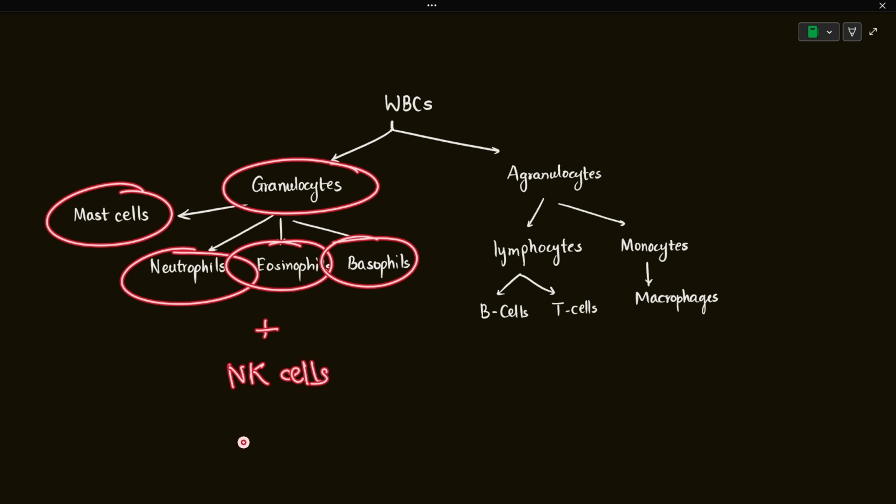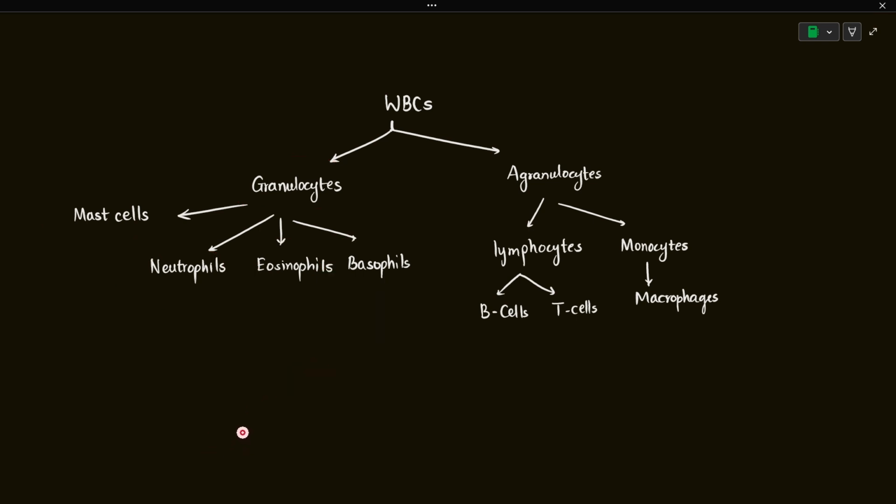So the granulocytes, meaning the mast cells, neutrophils, eosinophils, and basophils, plus natural killer cells, are part of our innate immunity. Meaning they are present in the individual since birth. So they take part in the innate immune responses, while the agranulocytes, such as the lymphocytes, meaning the B cells and T cells, are part of our adaptive immunity. This does not mean that the lymphocytes are not present since birth. Well, they are present, but in their immature form. So B cells and T cells get matured in their respective tissues.